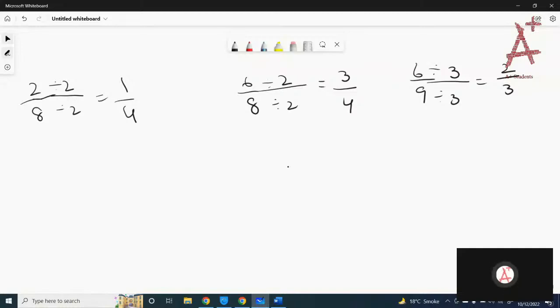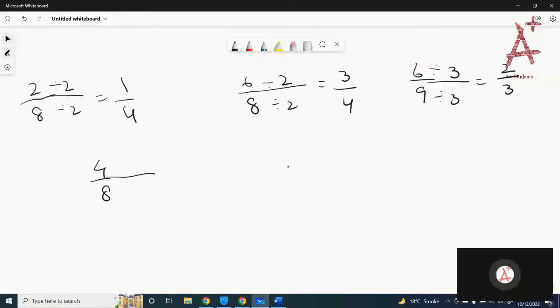Okay, the next one is write 4 by 8 in the lowest form. So which is the greatest number that can divide both numerator and denominator? Please use the live chat button, write the answers if you know the answers. If you have any problem, you can post the question. I'll answer your question.